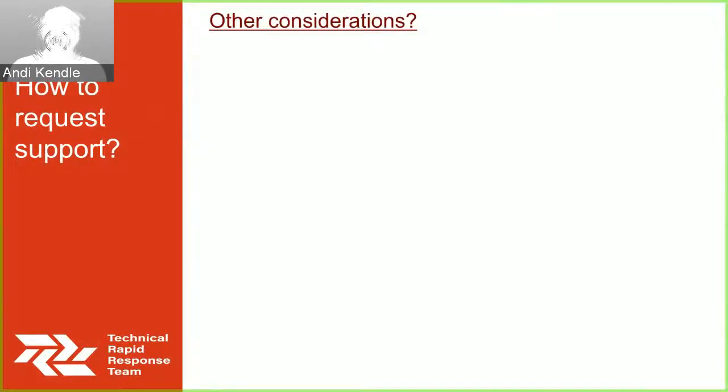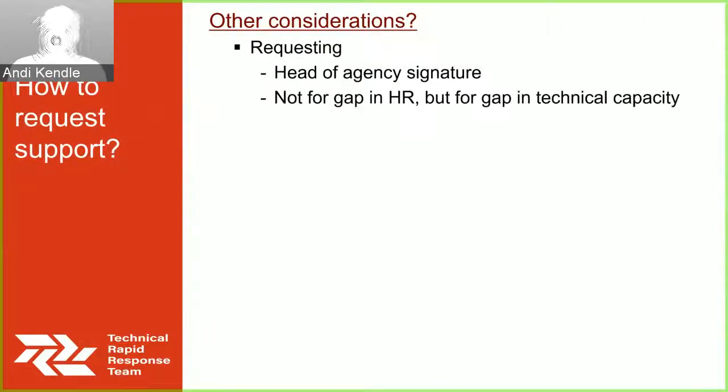Okay, some other considerations when making requests. So there's who should do the requests. The important thing, really anybody can do the request, but it's important to know that the head of the agency has to sign it. So it has to be talked about within your own agency. And it shouldn't be a gap in HR, as I mentioned before, but a gap in technical capacity.